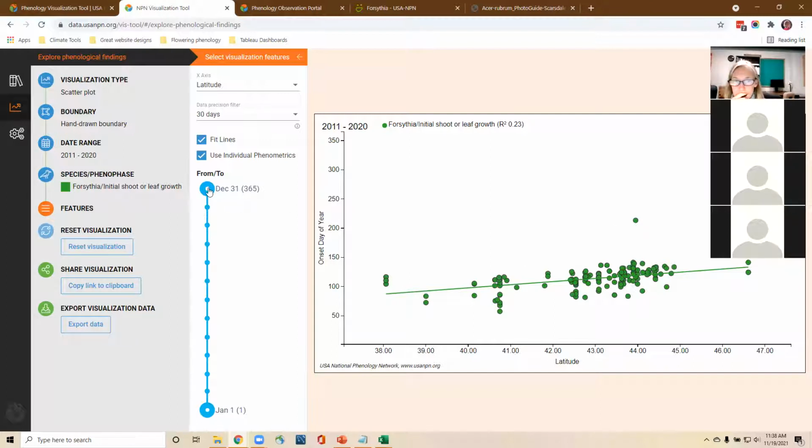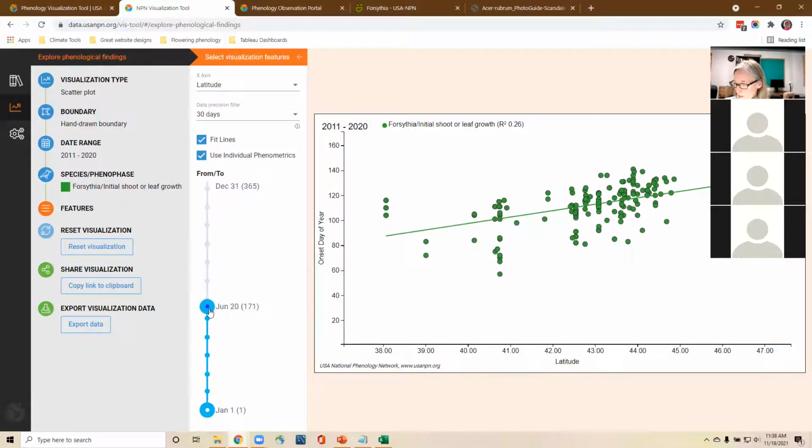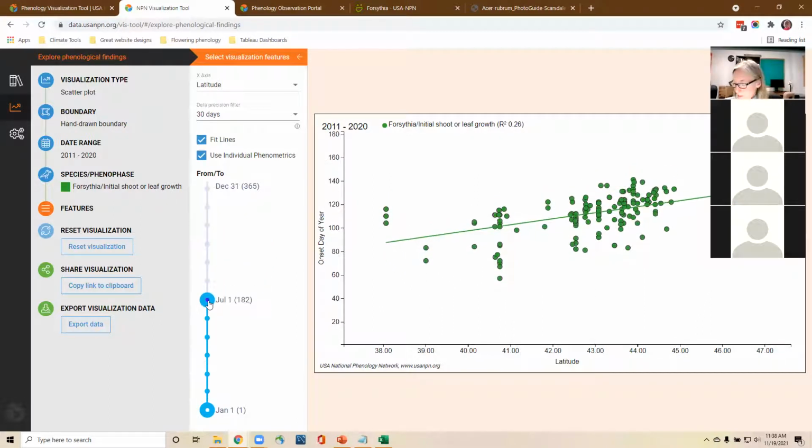You can restrict what you're looking at here by this slider bar. So if you want to say, I'm only looking at the first flush of leaves in forsythia, so I'm going to take this down and only consider maybe the first half of the year, then you can do that. And that might improve the relationship too, because you're throwing out some of those later observations that aren't really the question that you're asking. Does that make sense? Any questions about that?